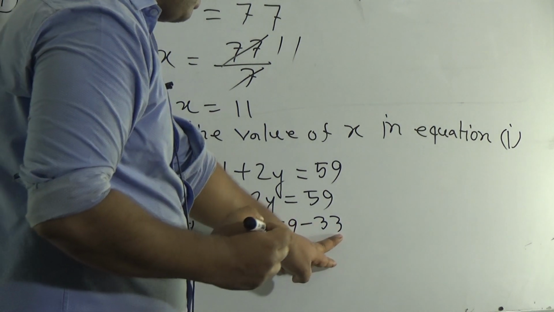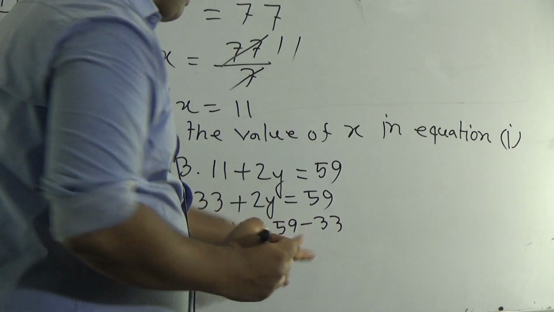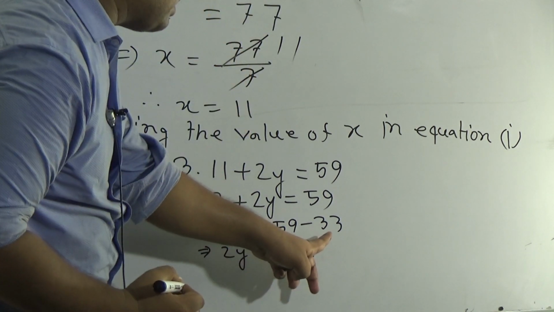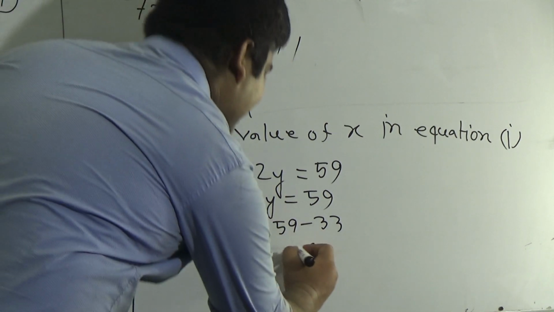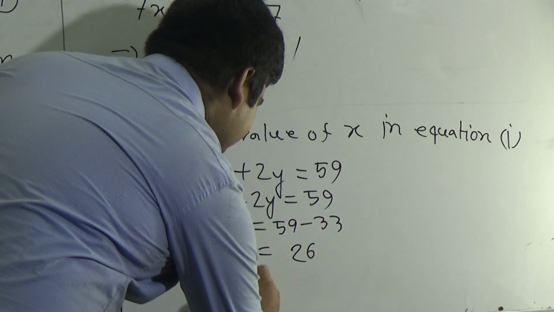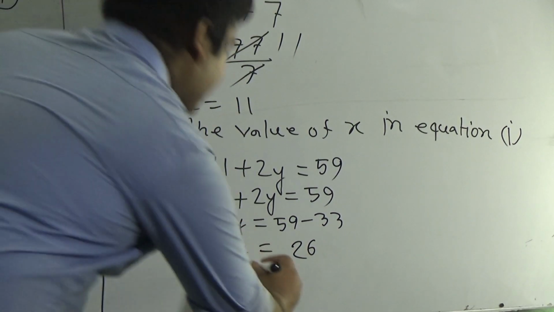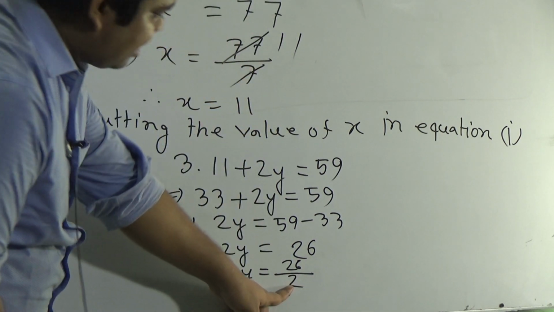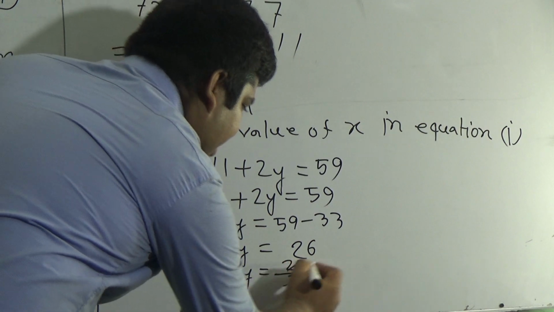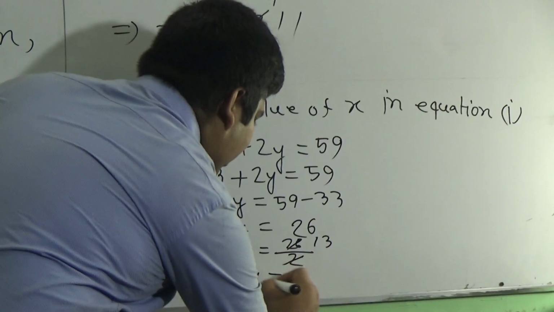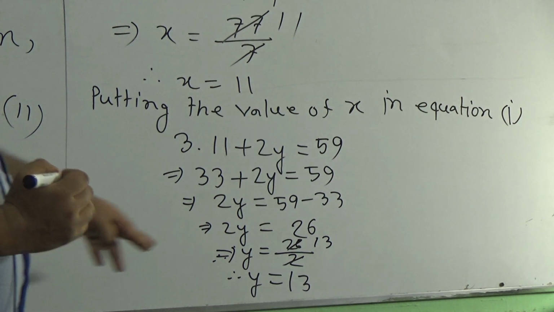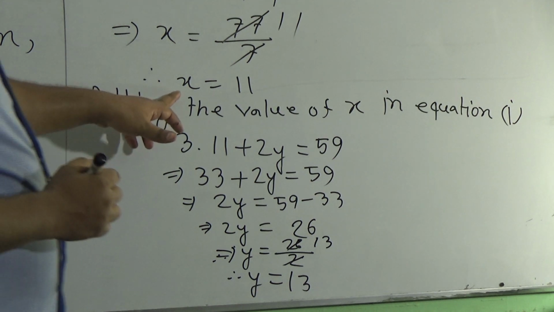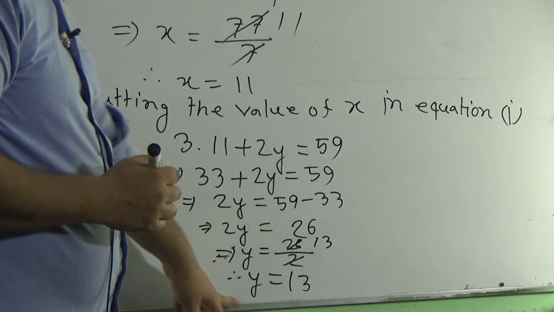If we subtract, that means subtract 3 from 9 and we get 6. We subtract 3 from 5, we get 2. Now this 2 is transferred to the right hand side and it will be divided. That means if we divide 26 by 2 we get 13, that means y equal to 13. My dear students, we get the value y equal to 13. So I hope you have understood. x is 11 and y is 13.